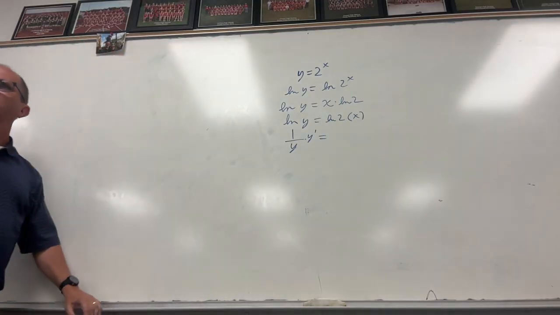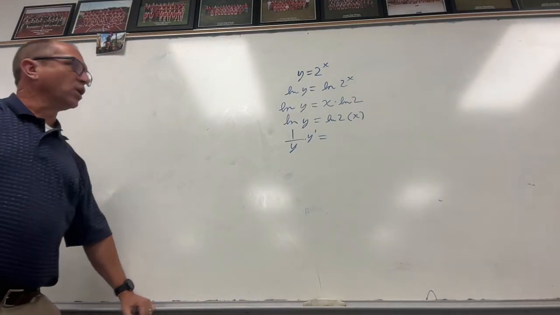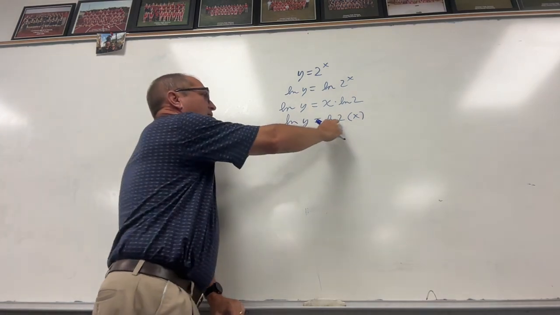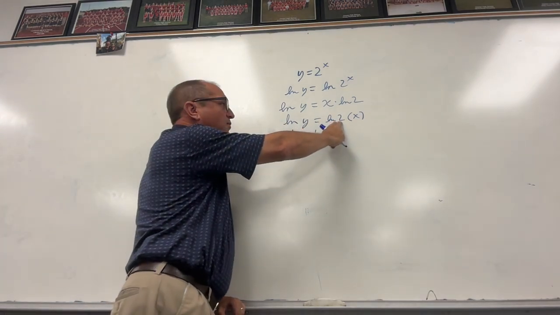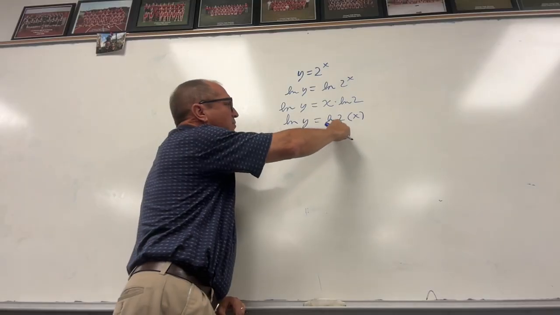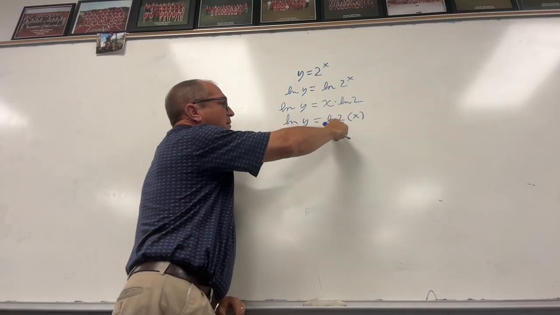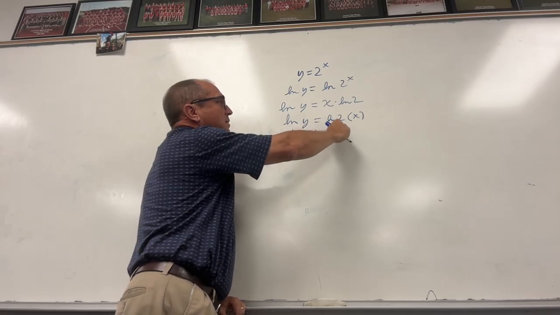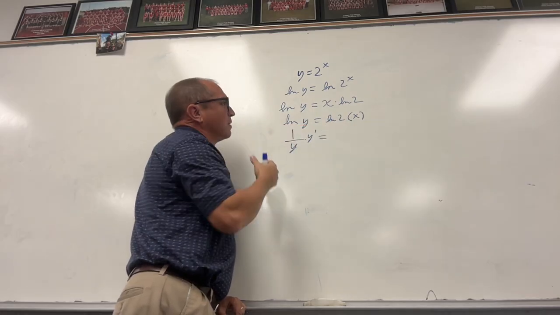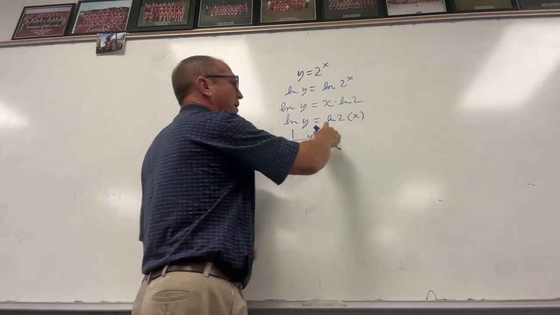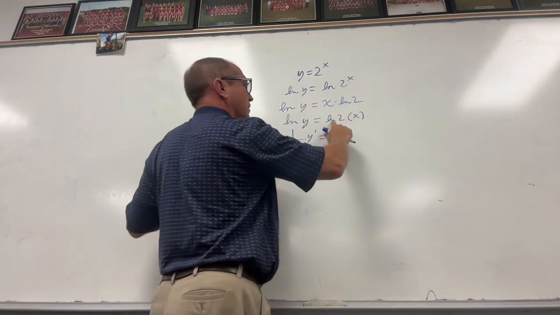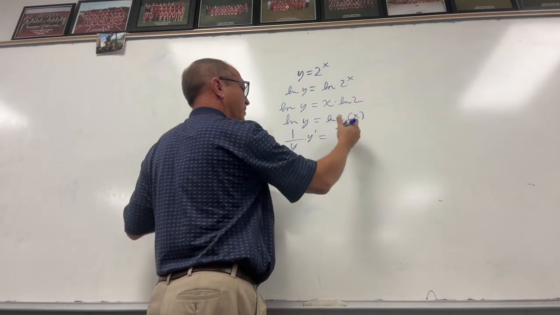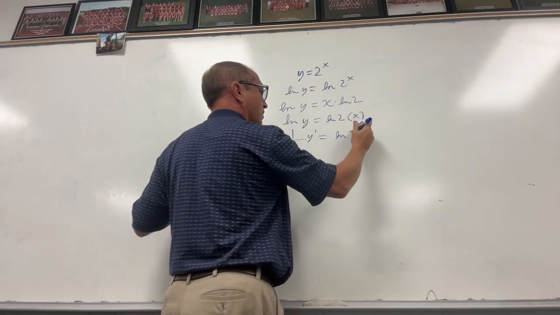Now, looking at the right hand side, the natural log of 2 is a constant, and the derivative of a constant is 0. So I've got the constant multiplier rule happening here. The constant multiplier rule says it's this times the derivative of this, so it's just the natural log of 2.